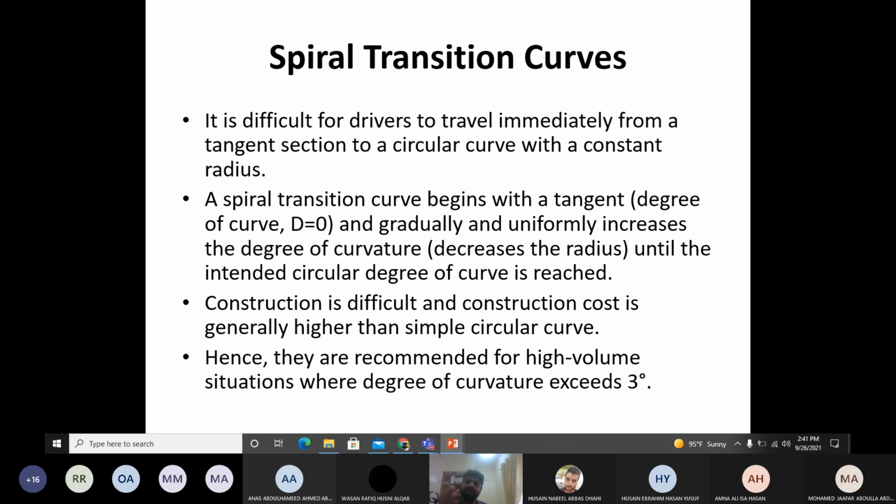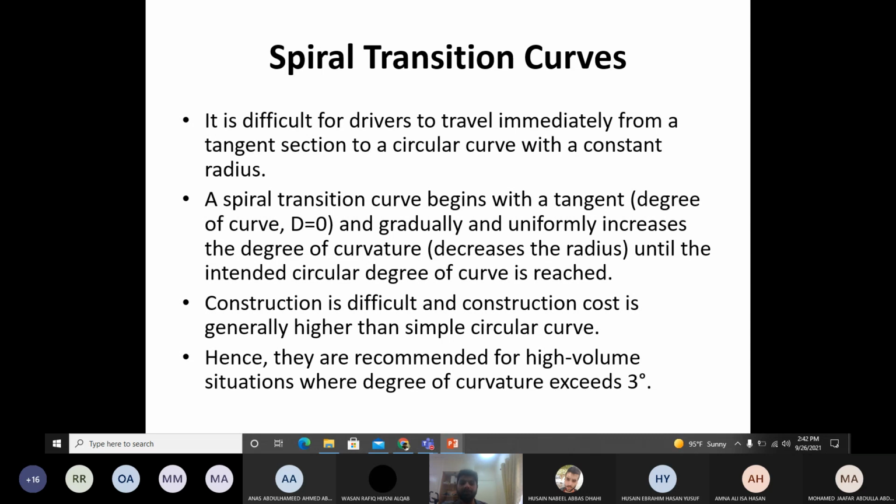When the spiral curve starts from the tangent, its radius is infinity, meaning its degree of curvature is 0. Degree of curvature for a straight line is 0, right? Then the radius starts to decrease and the degree starts to increase, and when you reach the circular curve, the degree of curvature is equal to the degree of the circular curve you want, and the radius is equal to the design radius of the circular curve.